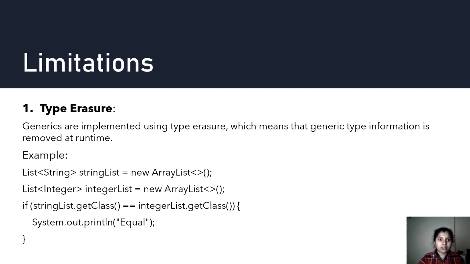Despite being parameterized with different classes, that is String and Integer, integerList and stringList are considered equal because of type erasure.